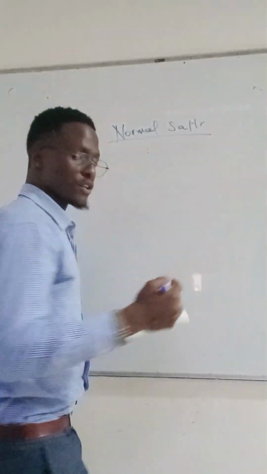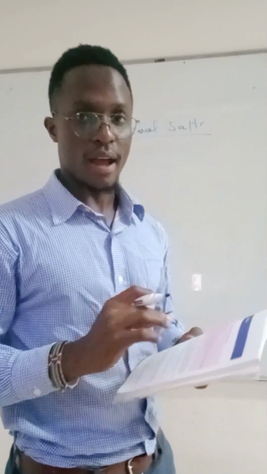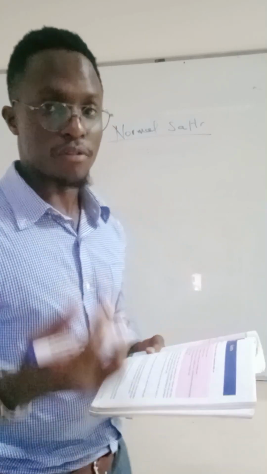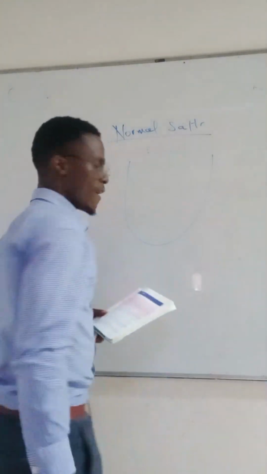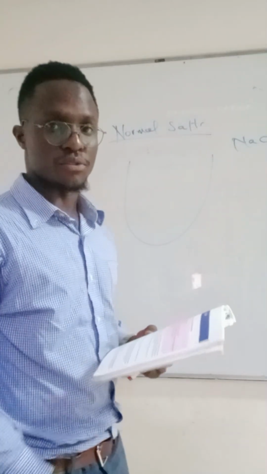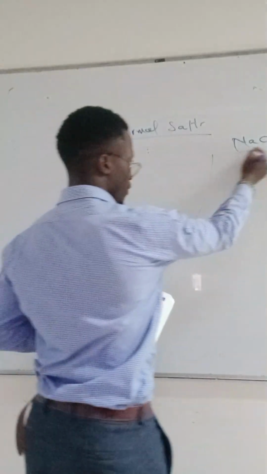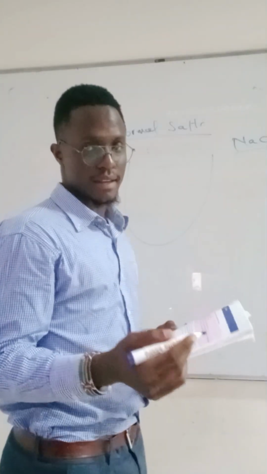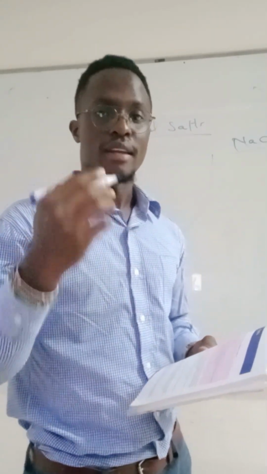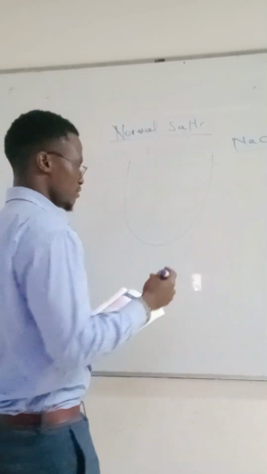I'm going to do it in a practical way so that you can understand how a normal salt is formed. Sodium chloride is one of the types of normal salts. We're going to use an acid, because when we define a salt, we say that a salt is a substance that is formed when hydrogen ions in an acid are wholly or partially replaced by positive ions. So we must have an acid for us to form a salt.